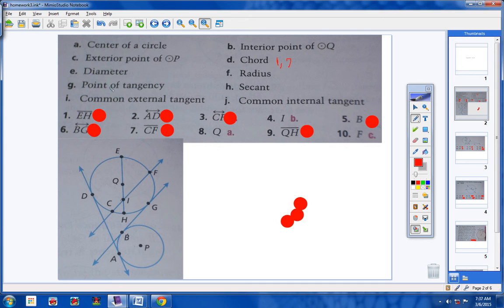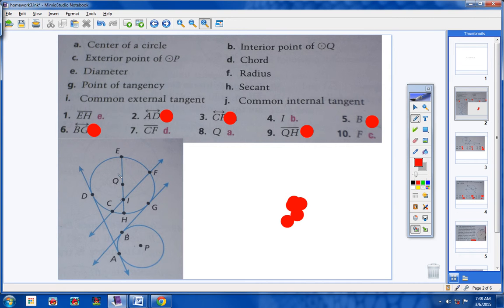Let's see, letter E, okay, that takes care of the problem right there. Letter E, a diameter. Well, EH is the only diameter I see. It's the only one. So, E has to go with number 1 right here, and number 7 must be D, a chord, okay? Remember, all diameters are chords, but not all chords are diameters.